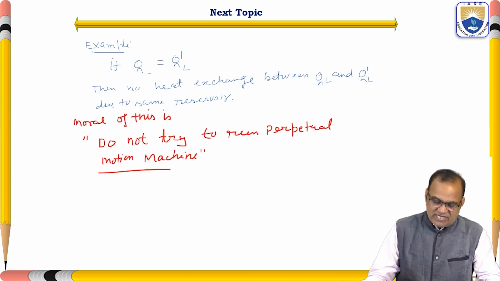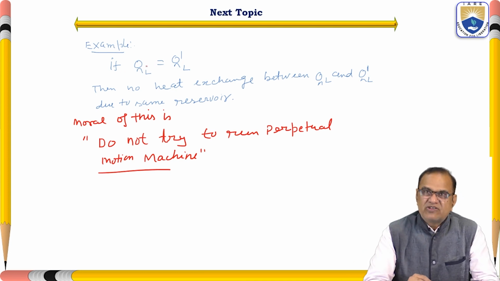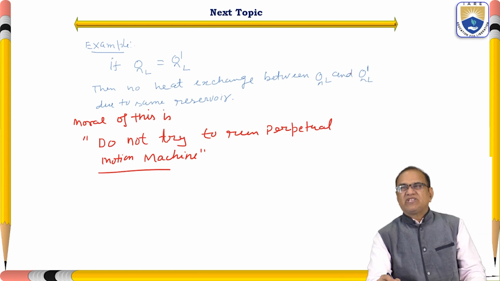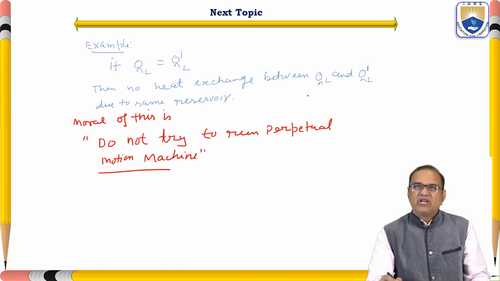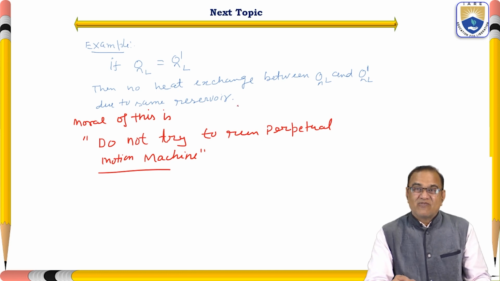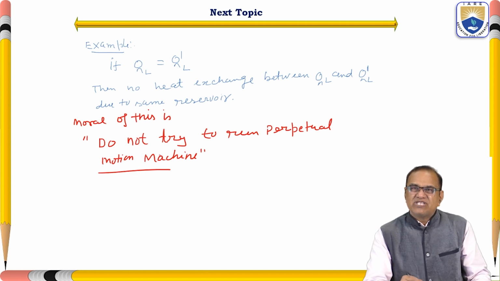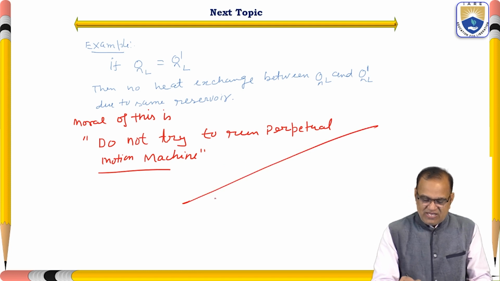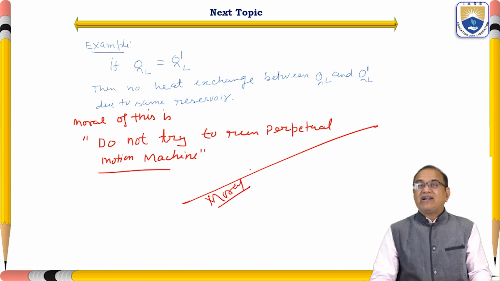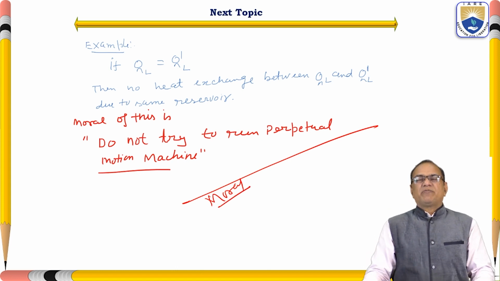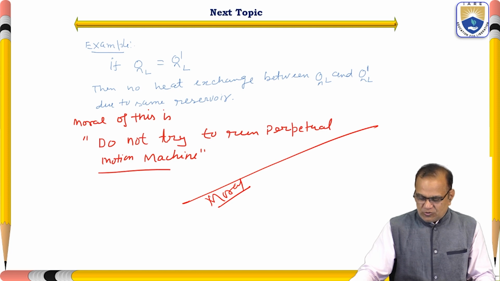So in this we will see that if QL is equal to Q prime L, then there is no heat exchange between QL and Q prime L due to the same reservoir, because both are the same. Moral of this is, do not try to run a perpetual motion machine, as I have shown here just now.